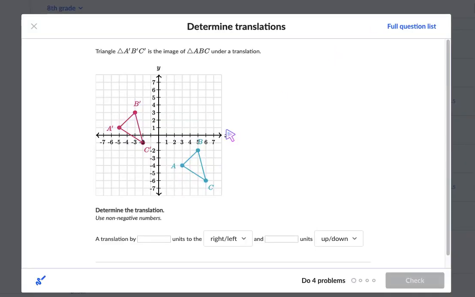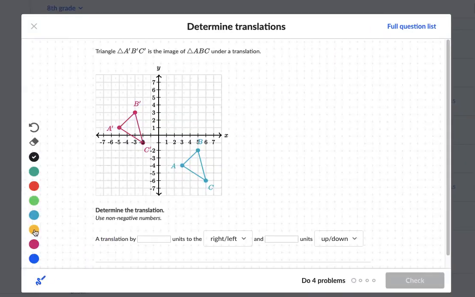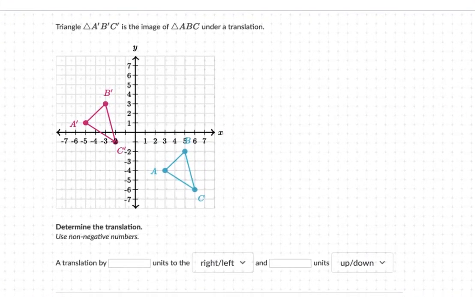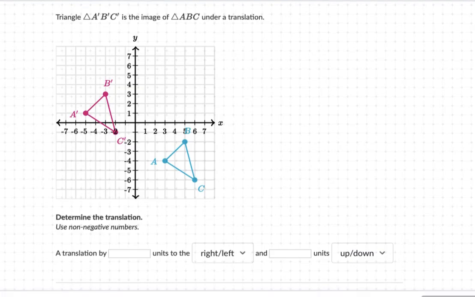Okay, and the very last type of problems that they could ask is basically they could already perform the translation and you just have to tell them what already happened. So go ahead and pause this video and try it on your own first.